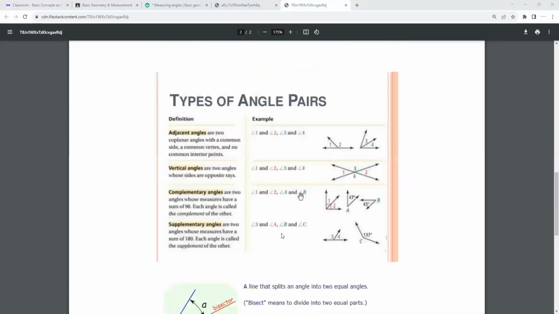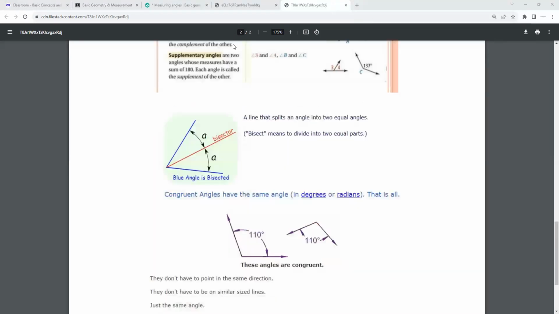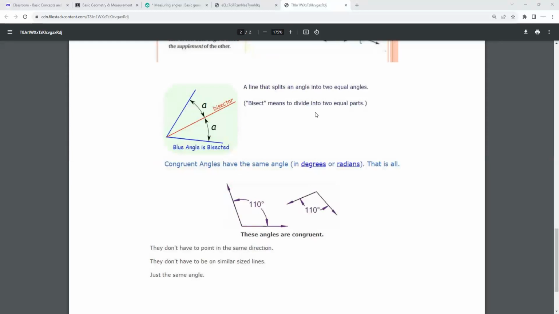This we will go over in the next section as well, but just know that adjacent angles are next to each other. Vertical angles are across. They're also congruent. Complementary angles make 90 degrees together. Supplementary make 180 together, always. We'll learn more about angle relationships next time.